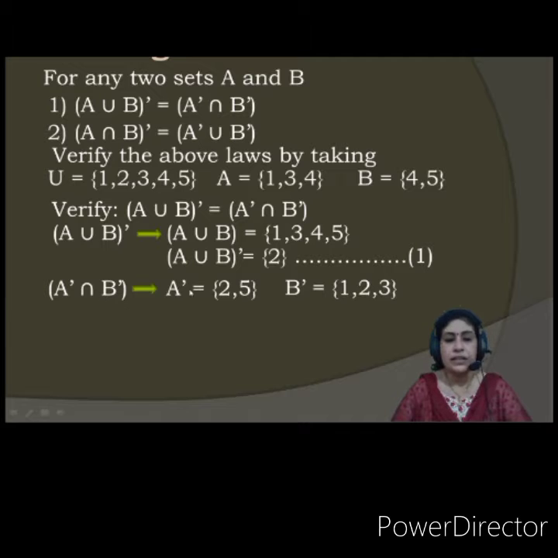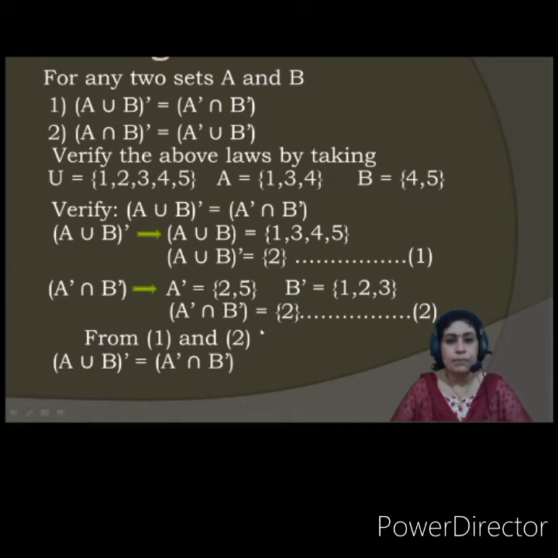Now intersection. Intersection means only the common elements from these two. What will it be? By now you have guessed, 2, right? So it is 2. Let us mark this 2. So from 1 and 2, what can we say? The law is proved. Okay, the law is verified.